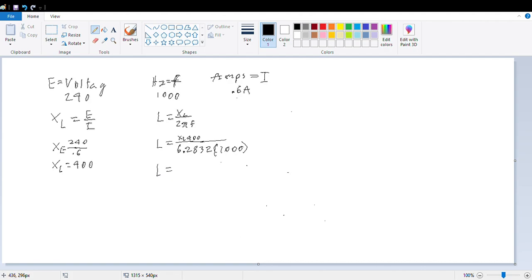And now we come out with that. It becomes 400 divided by this, and your total ultimately comes out to 0.06366.